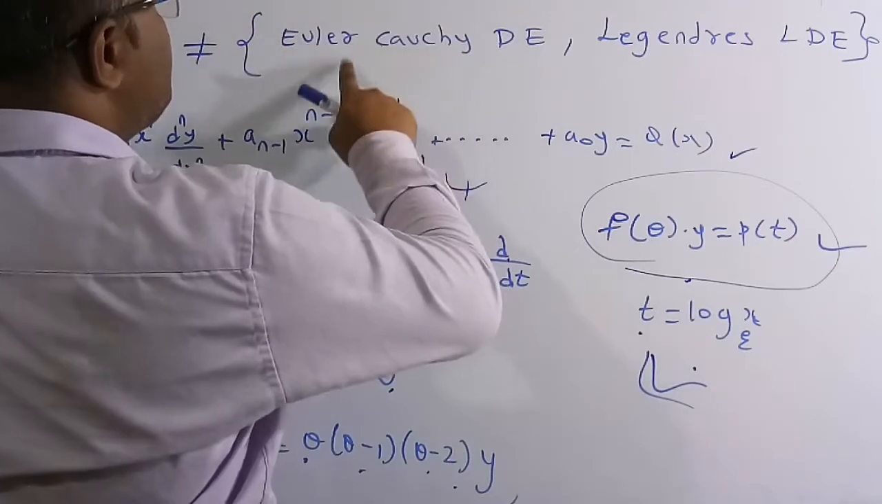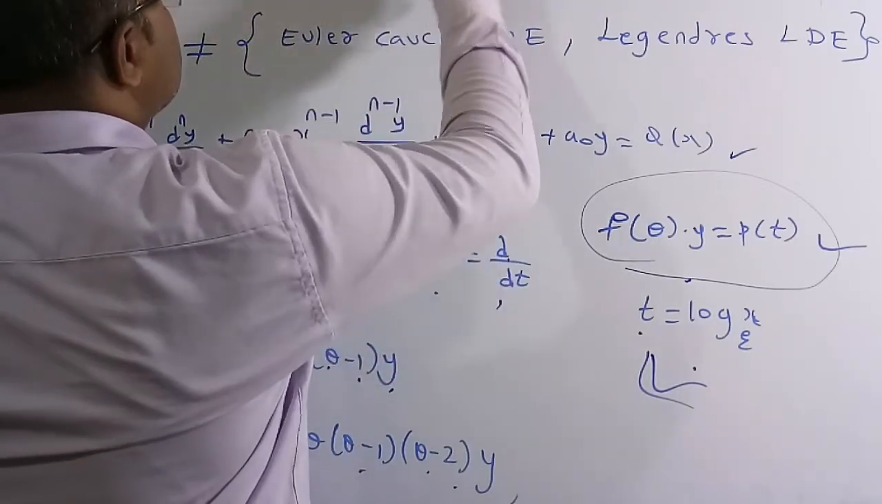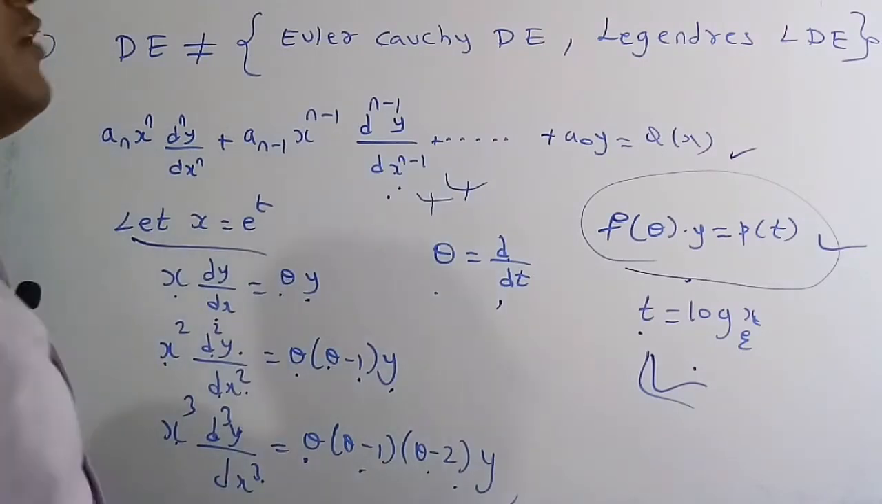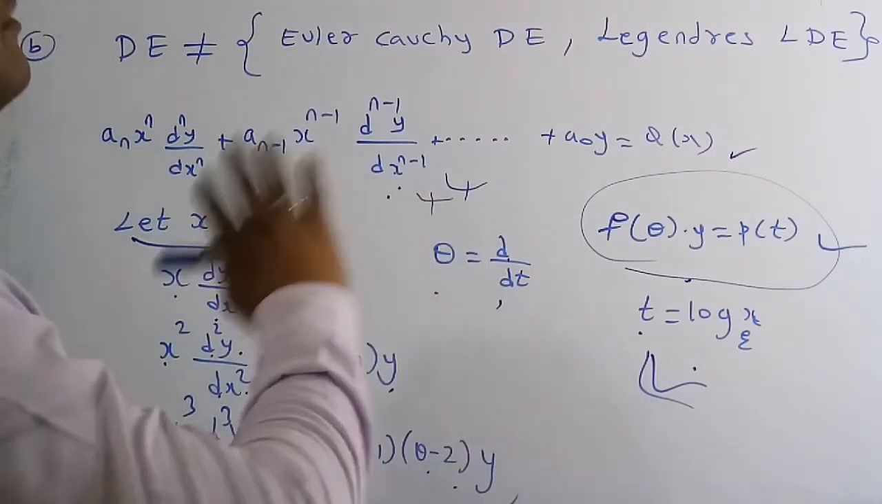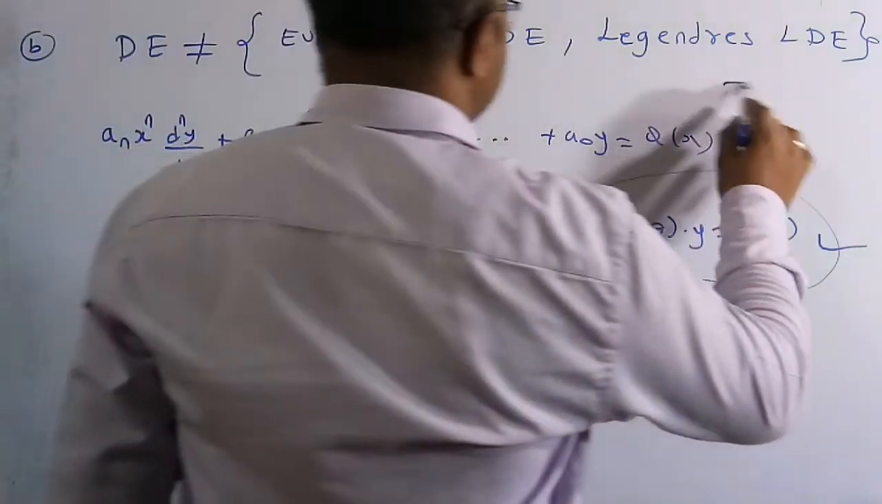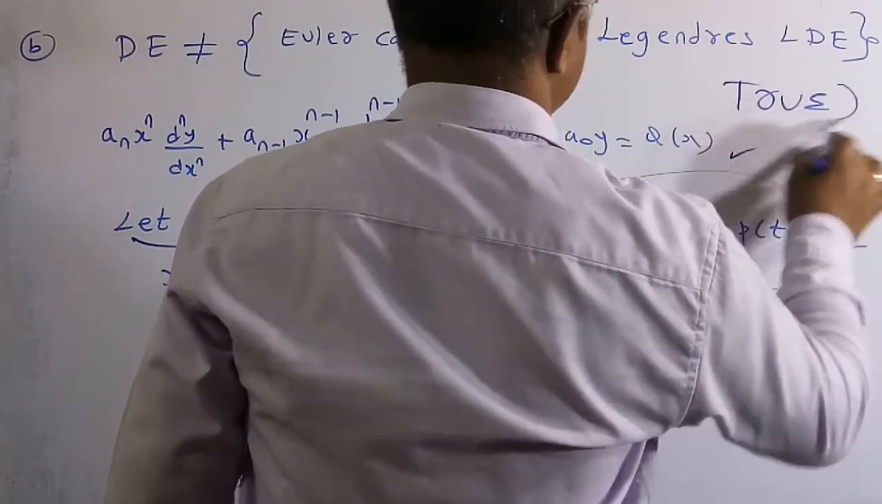This will be in the format of Euler only when this part is a constant value, but there is some variable of x square. So we can say this is not in the format of Euler. So we cannot convert it into a constant coefficient differential equation. So therefore this statement is also true.